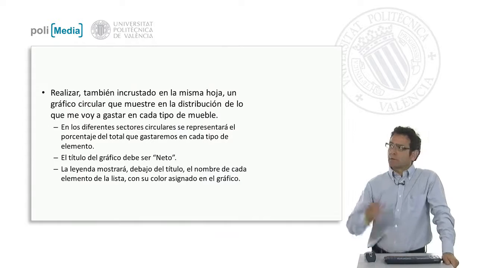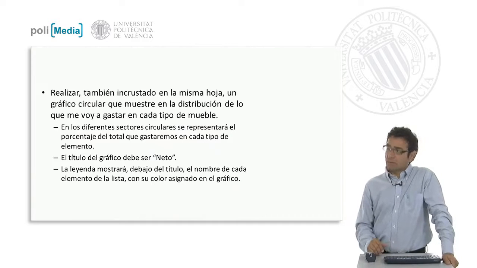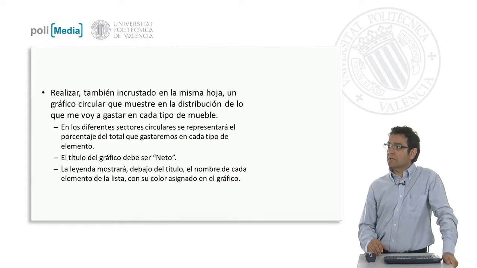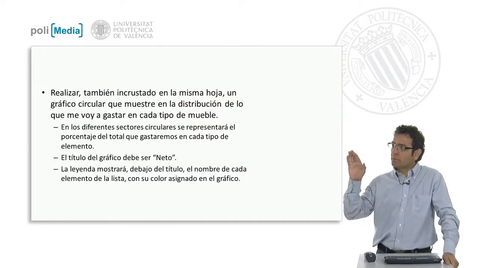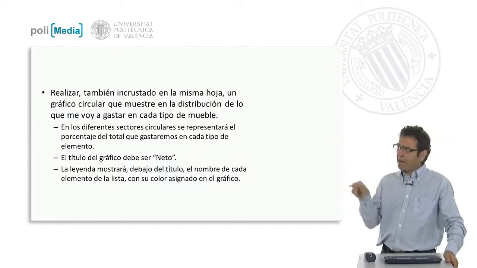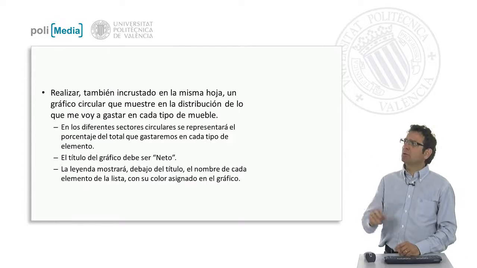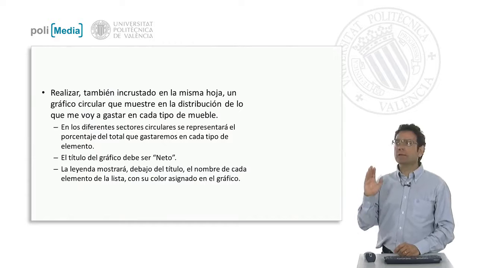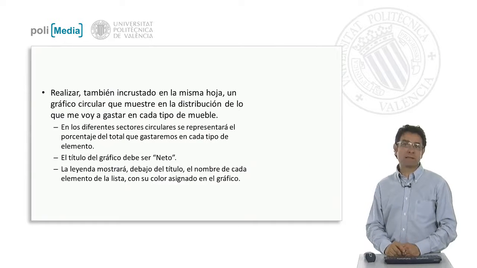Now they ask us to carry out, also embedded in the same spreadsheet, a pie chart showing the distribution of what I'll spend in each type of furniture. That is, a pie chart. Each sector will represent the percentage of the total that we will spend on each type of element.